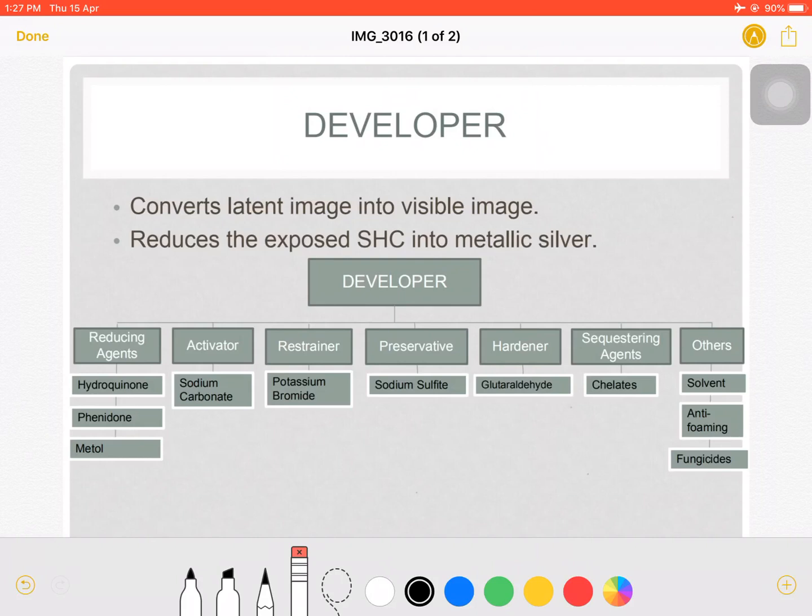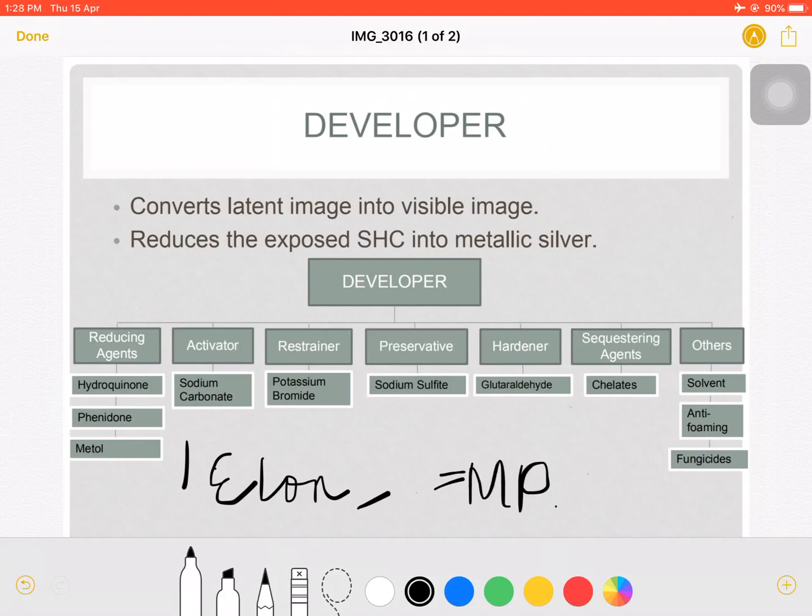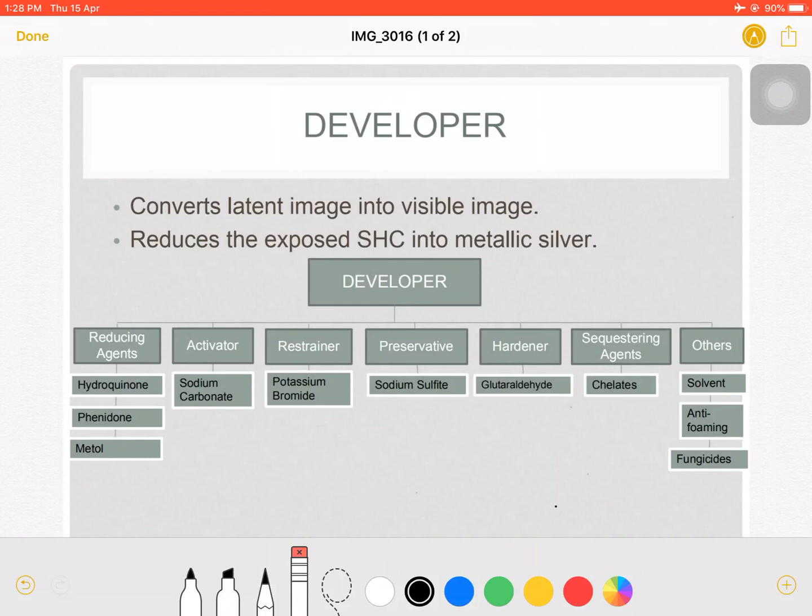Baka sa ibang exam, may makita pa kayo na elon, or sa choices, may makita kayong elon. Baka may magtanong ng it is responsible or it indicates speed in developer at walang methyl or phenidone sa choices pero may elon. Ito ay the same lang with methyl. Okay? Methyl or elon is used for manual processor. Ang kanyang trabaho is the same as phenidone.